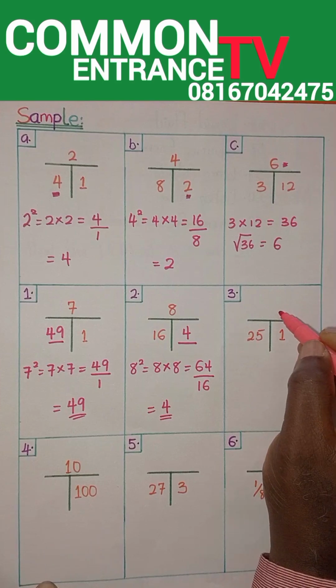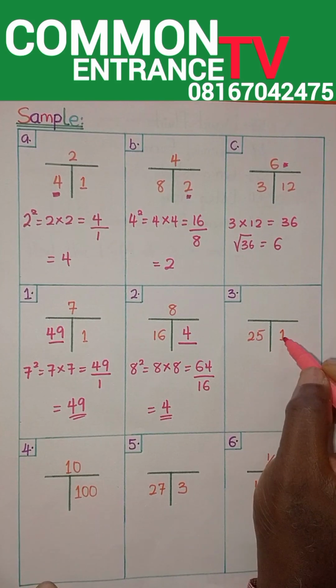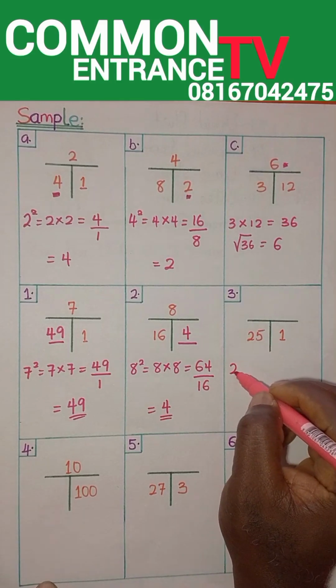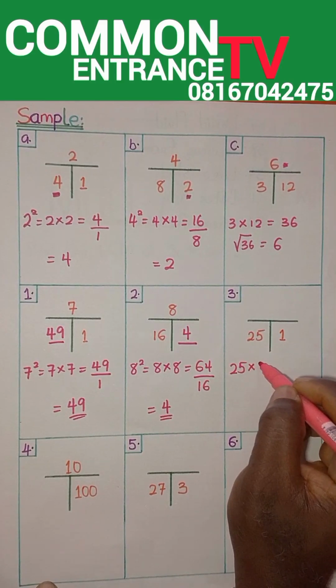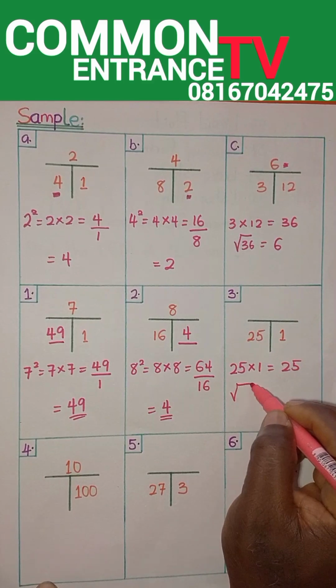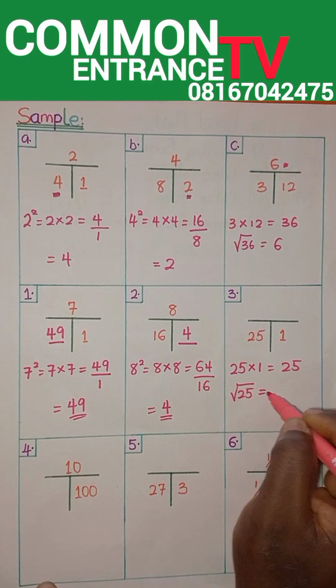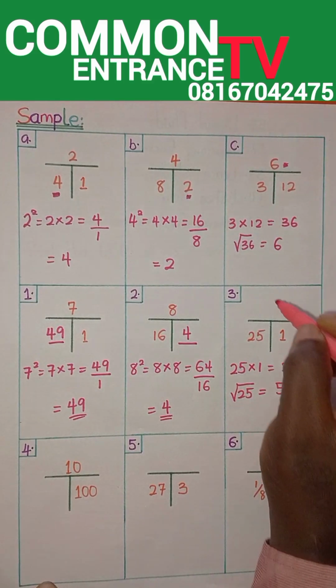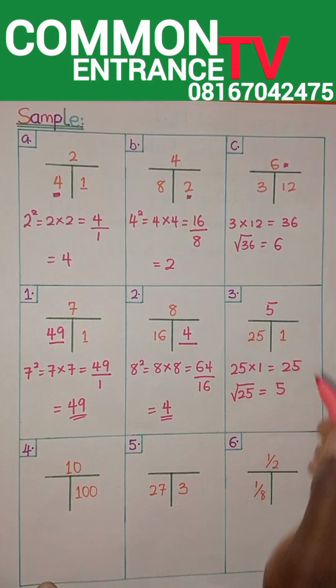Now how do we find the value here? Remember, we multiply these two numbers and then we find the square root. So 25 times 1 will give us 25, and then the square root of 25 is what? Is 5. So the value here must be 5.